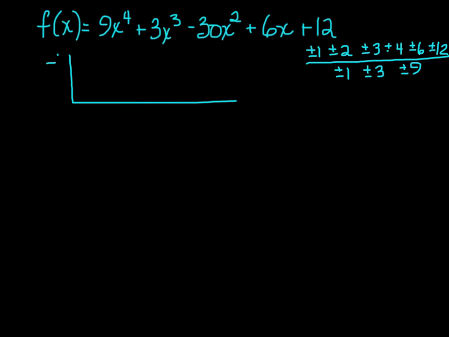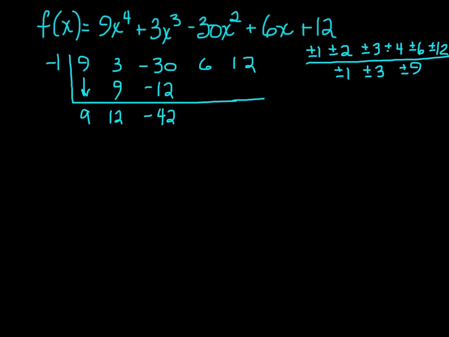And this time I'm going to start with negative 1. I have a fourth, I have a cube, I have a squared, I have an x, and I have a 12. And I'm going to bring this 9 down, multiply, put it here, add, multiply, put it here, and add, multiply and put it here, and add, and I see if I multiply and put it here, I am not going to get a 0. So what do I do? I go all the way back to the beginning, and I try something else.